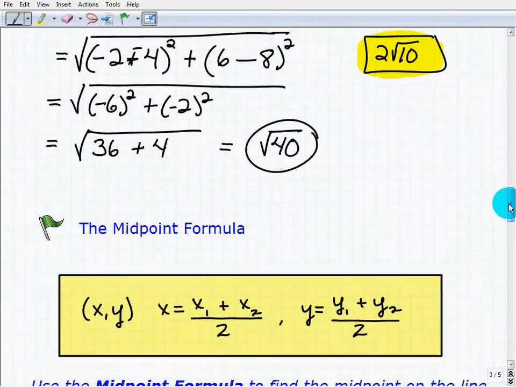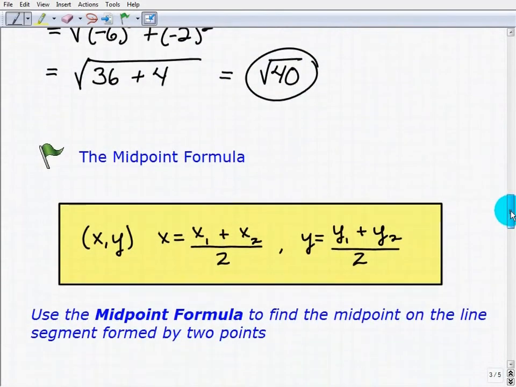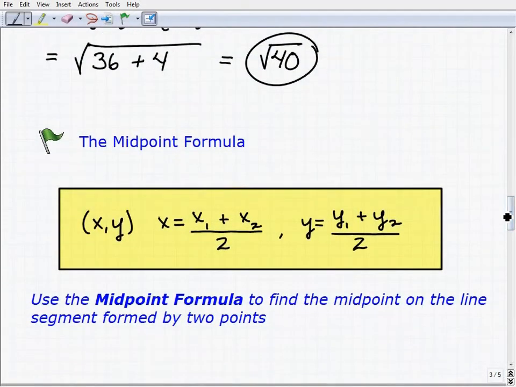Now let's take a look at the midpoint formula. So we have another formula here, which may look a little complicated with notation, but it's really very easy also. And we're going to use the midpoint formula to find the midpoint on a line segment formed by 2 points. So let me show you here what I mean. And by the way, you want to write this formula down.